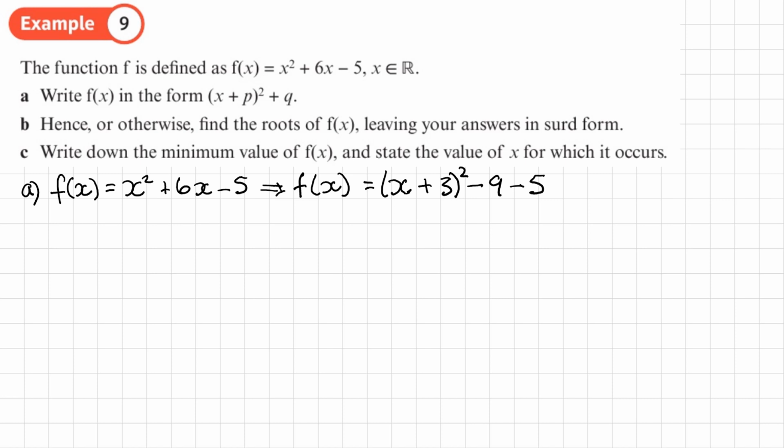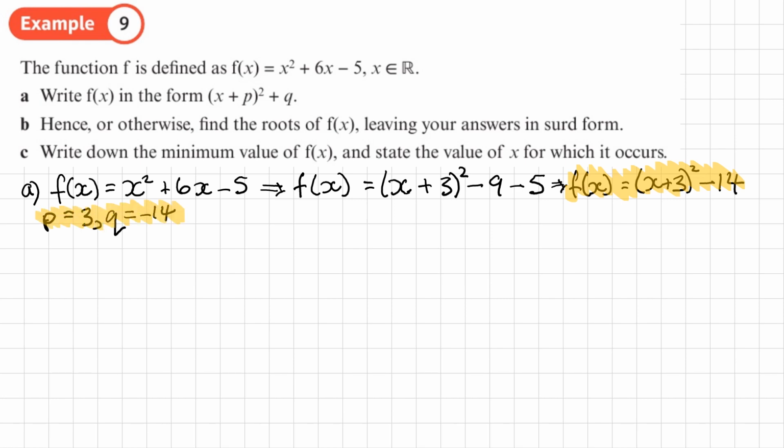So from there, I can write f of x is equal to (x plus 3) all squared, and then minus 9 minus 5 is minus 14. So I'll just write what my values of p and q are. So p is equal to 3 and q is equal to negative 14. Okay, we'll just highlight that. And then we'll move on to part B.